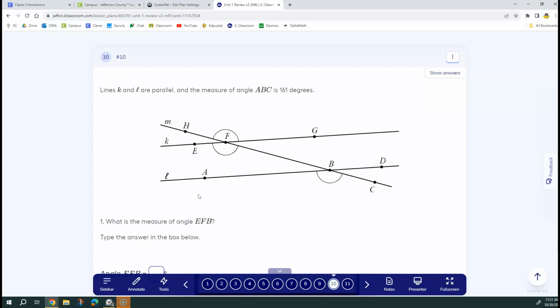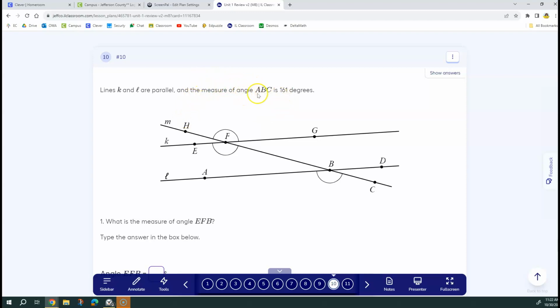So reminder, parallel means that the lines will never intersect one another. They will always stay the same distance away from one another. And then we have line M here. This is our transversal. It is cutting right through those parallel lines and is creating some very fun angle measurements.